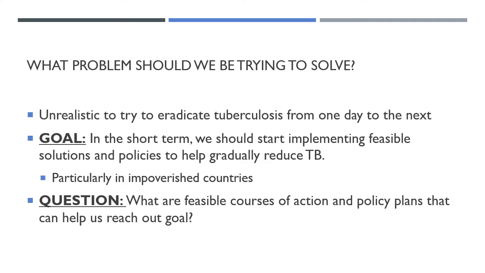And TB is, like I mentioned, a social problem too. So it is very necessary to have some type of government policy in regards to health for you to be able to get towards that step of eradicating it. So if we try to set a goal for what we want TB to be as of right now, in the short term we should start implementing feasible solutions and policies to help gradually reduce TB. That's a realistic goal that we can make now, because we can't really say at this point that we have to eradicate it.